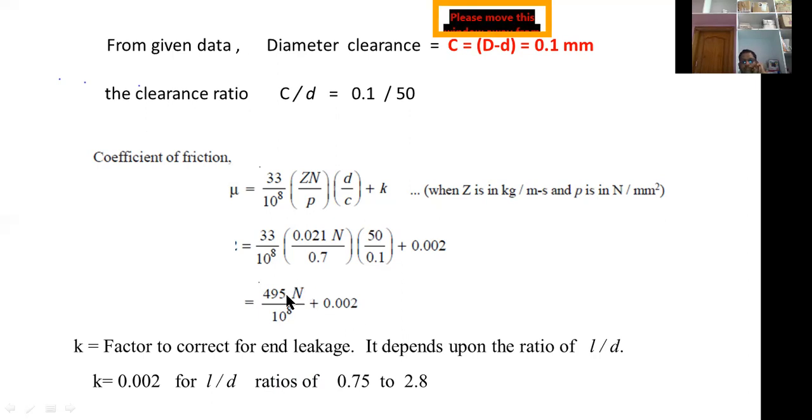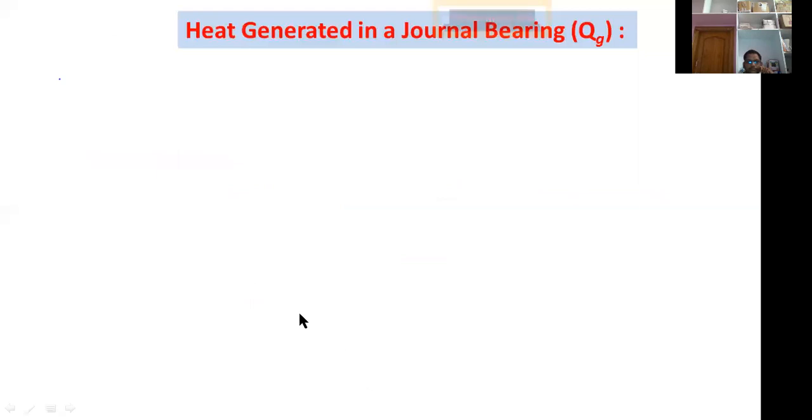Here the value of N is not given. You have to find that value. We need to find the value of N, so here the coefficient of friction is in terms of N. By using this formula, you have to find the value of N.